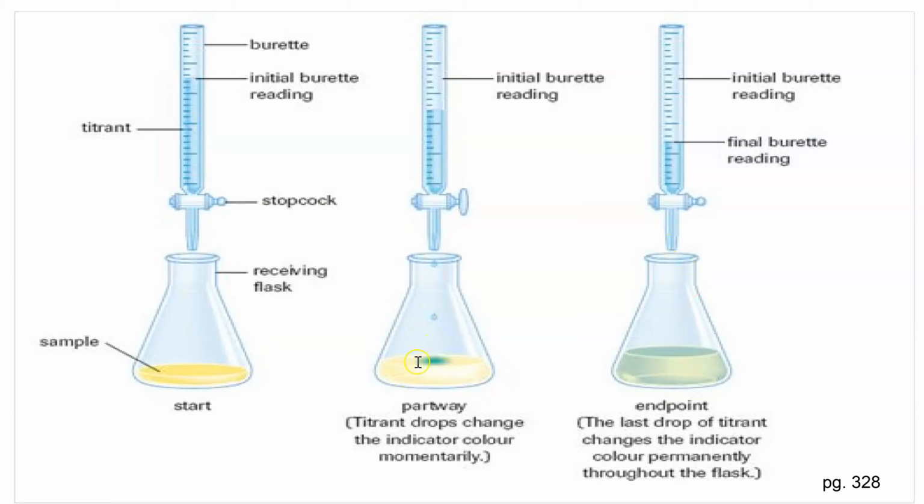In this stage, if I stopped adding the titrant for a minute, I closed the stopper and swirled, that green color would disappear. At this point, the green color no longer disappears. It's there to stay. And ideally, one drop of titrant causes that color change to stay permanently.